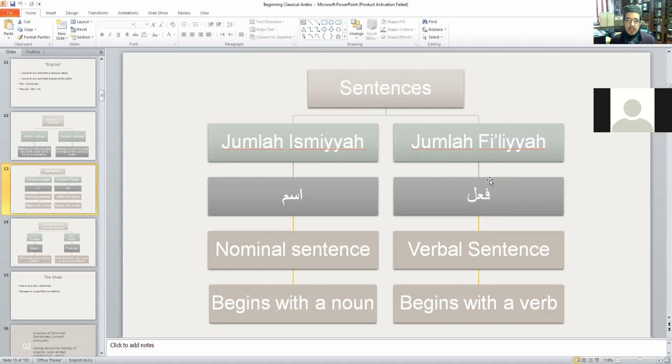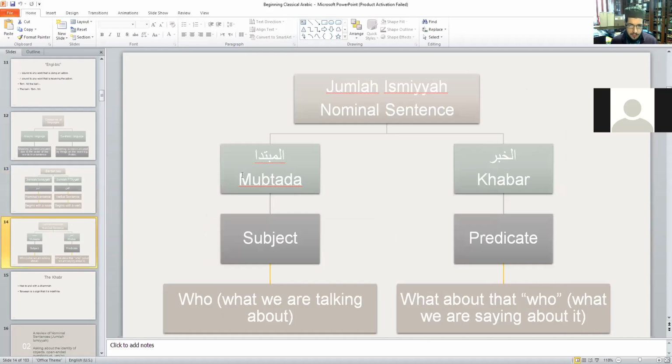First step is, what type of sentence are we looking at? Are we looking at a nominal sentence or a verbal sentence? Great, that sounds great, Imam. How can you tell the difference between a nominal sentence and a verbal sentence? That is simply due to what is the first word. Does the sentence begin with a noun, or does it begin with a verb?